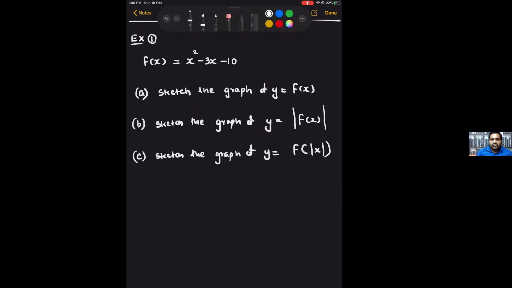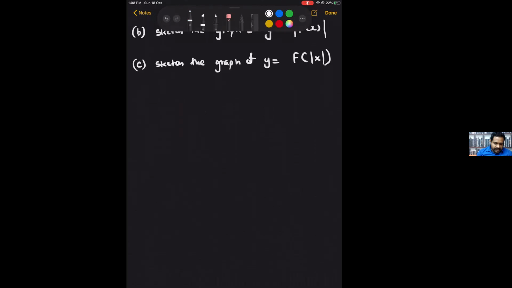Sketch the graph of y is equal to f of x. Sketch the graph of y is equal to modulus of f of x. Sketch the graph of y is equal to f of modulus of x. So these are the three questions. Now we will start sketching. Okay, the sketching part is okay, right? So we'll start answering part A. So what is our f of x? f of x is equal to x square minus 3x minus 10.